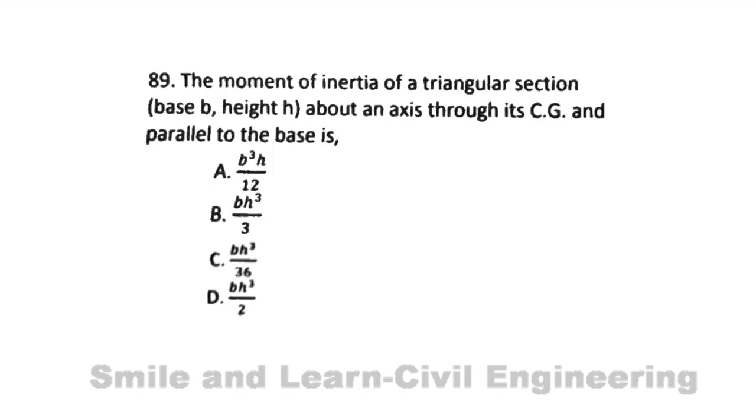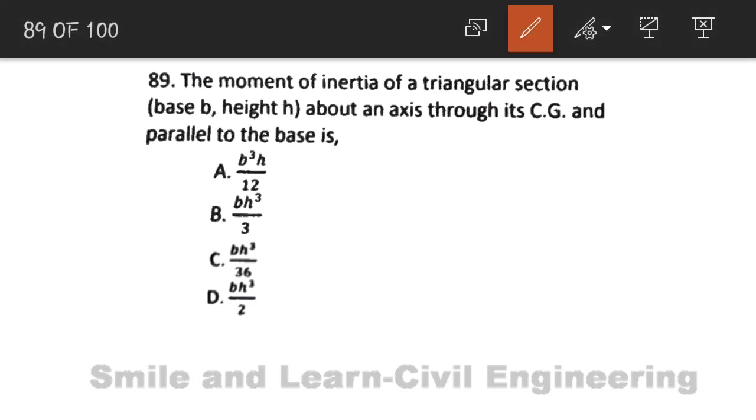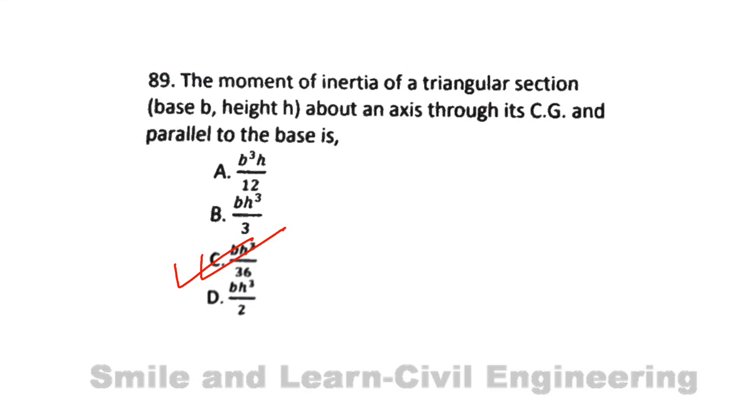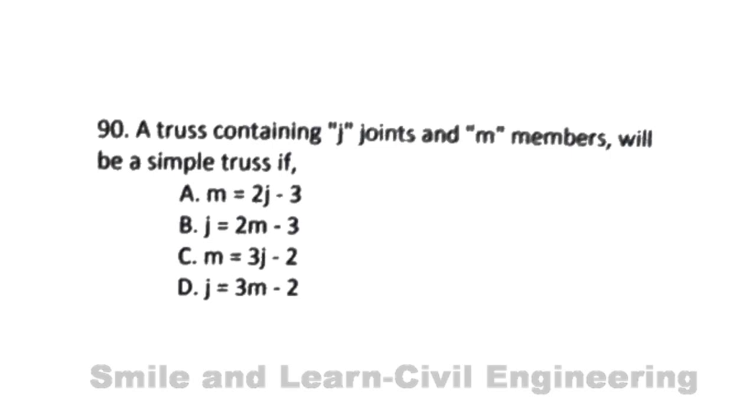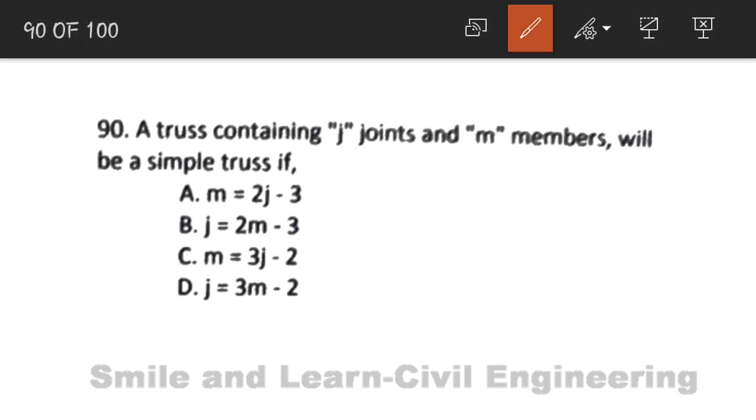Remember this, okay. Next question, the moment of inertia of a triangular section of base B and height h about an axis passing through CG and parallel to base. Correct answer is BH cube by 36, and if it is about base, then it will be BH cube by 12. Next question, a truss containing J joints and M members will be a simple truss. So when will it be a simple truss? So correct answer will be M equal to 2J minus 3.